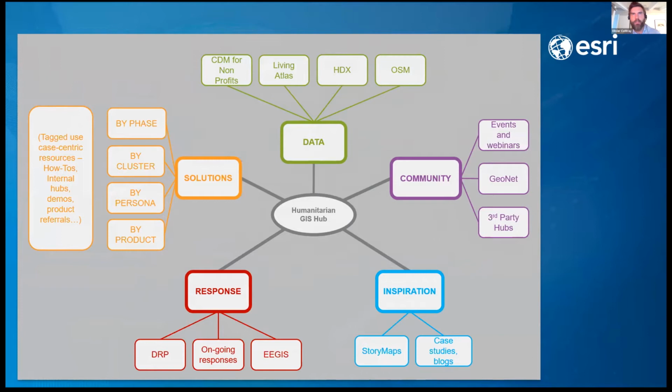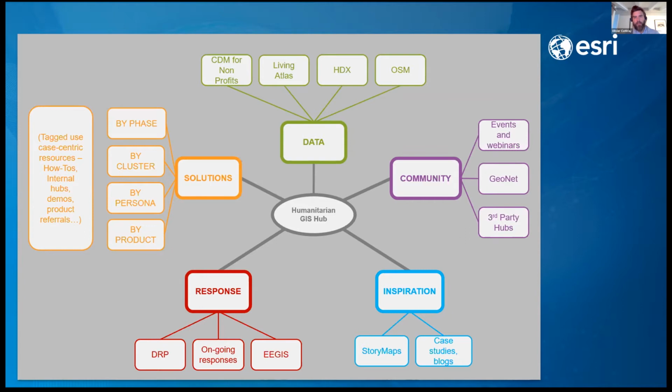So the Humanitarian GIS Hub here in the middle would provide the first level that you see there, with 5 elements. A data element, which is not just linking out to data sources, but data initiatives, data standards, good practice around data. A community element, which would link you out to the various events and webinars, GeoNet, which is Esri's user forum, but also to third-party hubs, so other hubs that we want to be connecting to. You can imagine this hub as a node in a network of networks.